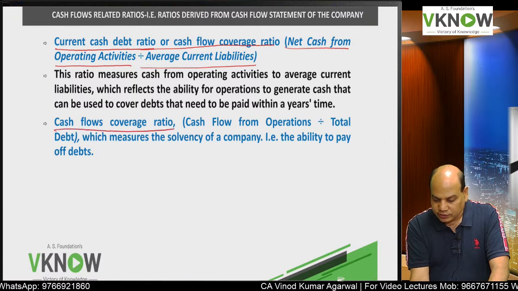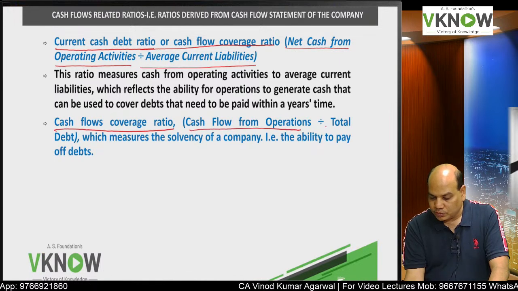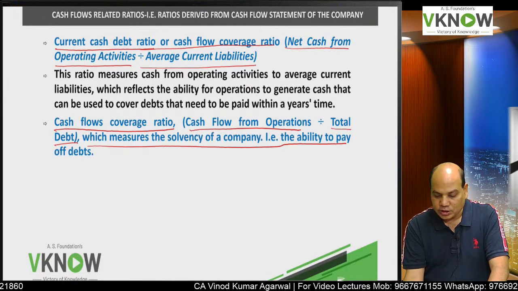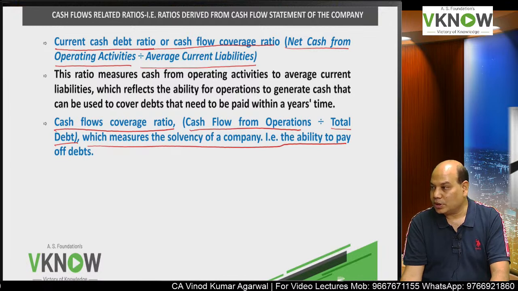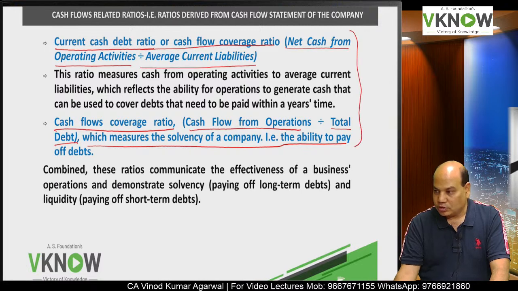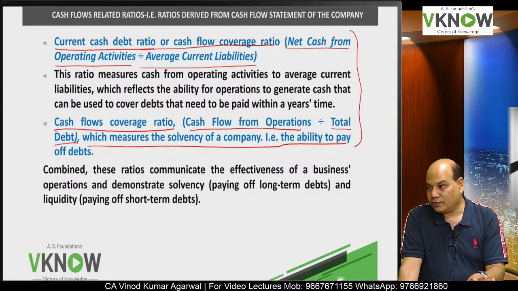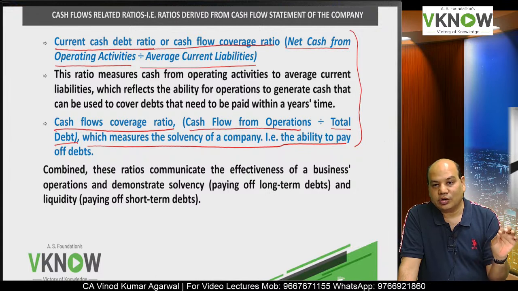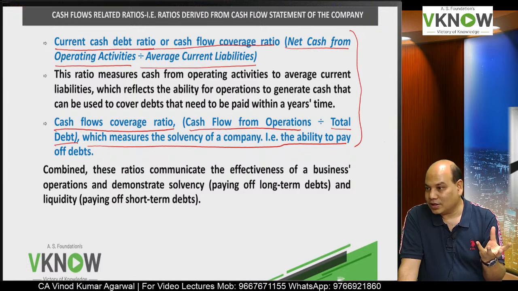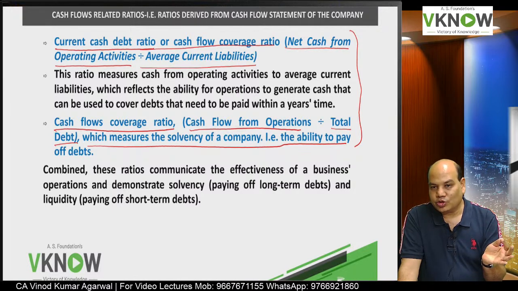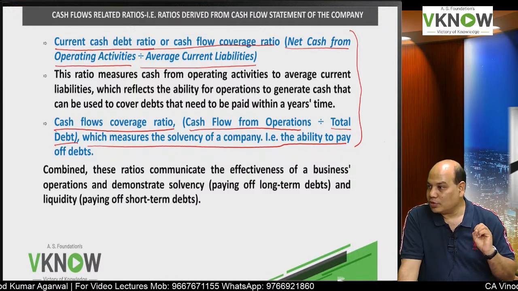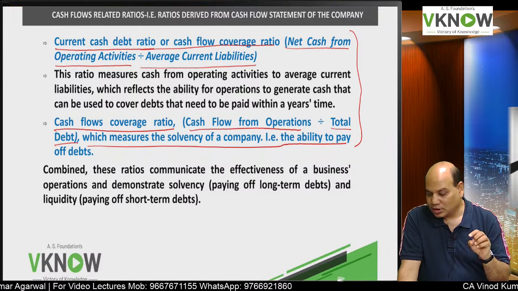Then cash flow coverage ratio, which means cash flow from operation divided by total debt, which measures the solvency of the company, that is the ability of the company to pay the total debts. These ratios are really important for understanding the solvency of the firm. Can the company pay its debt on time or not? Company can pay debt only if it generates cash. And it is always better to generate cash flow from operation to make payment of your liability, not borrowing from one source and paying the other one.